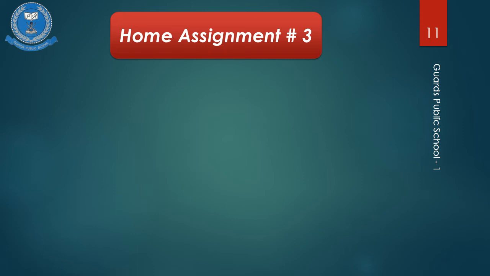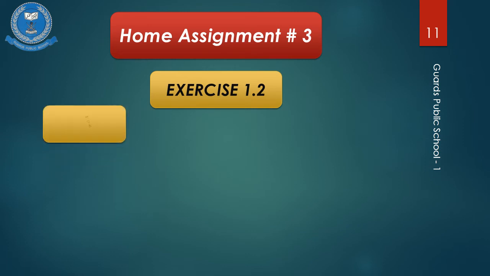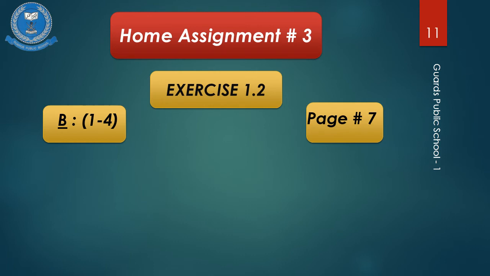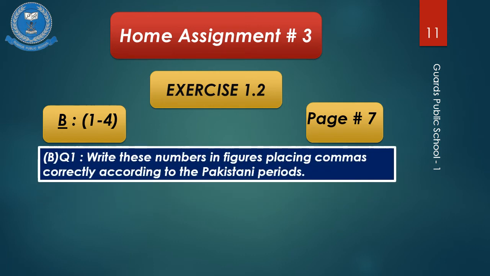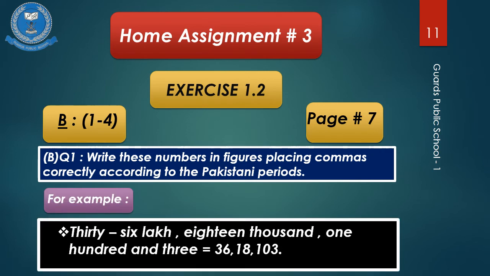Let's start. Exercise 1.2 B, parts you have to do 1 till 4 and the page number is 7. Question number 1: Write these numbers in figures placing the commas correctly according to the Pakistani periods. For example, 36 lakh 18,000 103. The question is given in words and you have to write in figures, like 36,18,103.